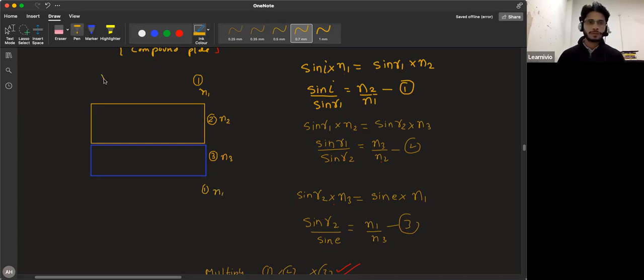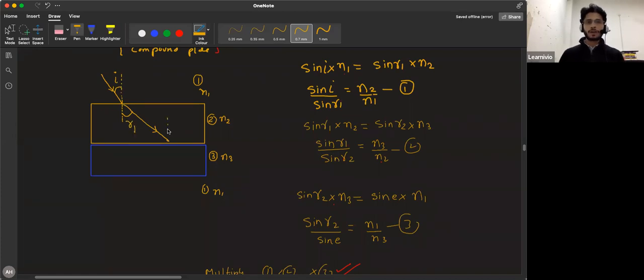So this is the incident ray. This is the normal. And this is the angle of incidence I. So when the light ray travels from the first medium to another, let's say it's traveling from rarer to denser, it will bend towards the normal. Or if it's denser to rarer, let's draw this diagram. This is your angle of refraction R1.